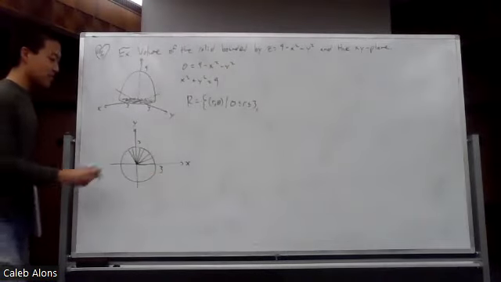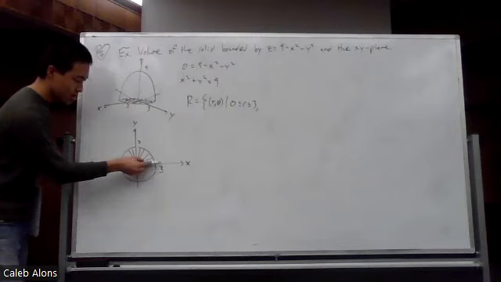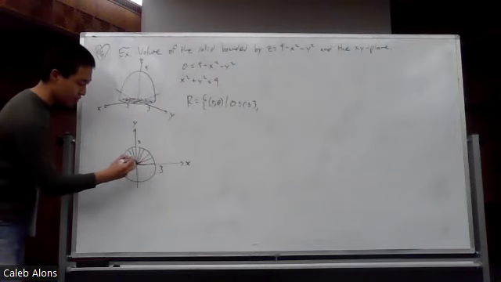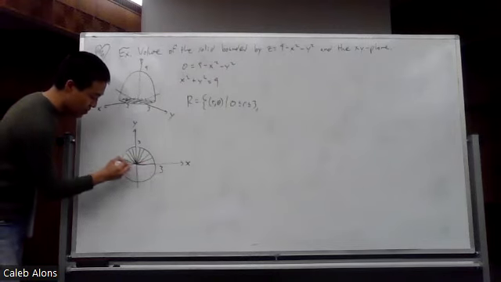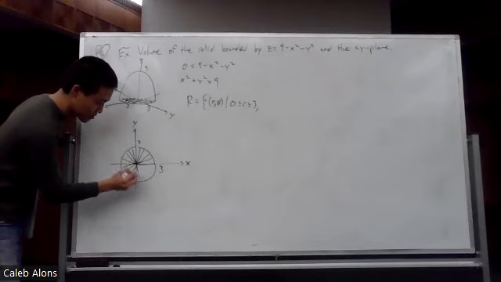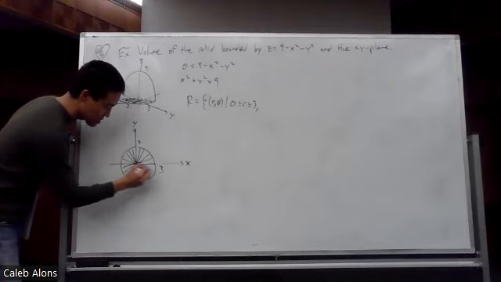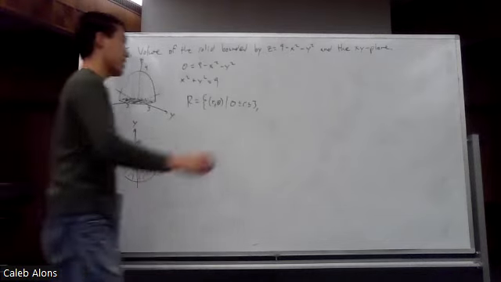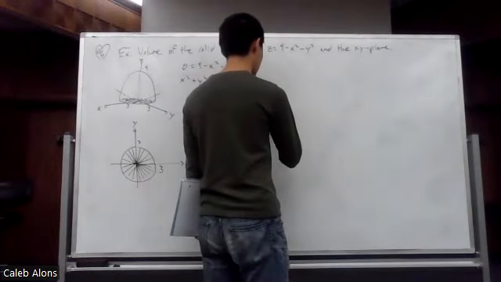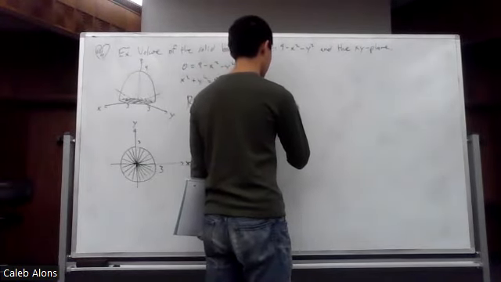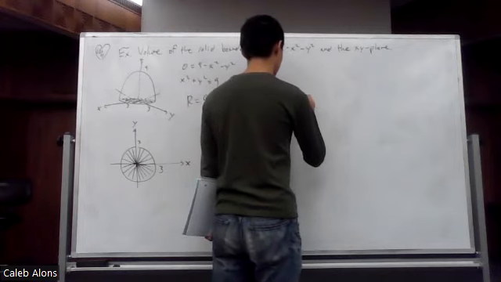Okay, and then now we started sweeping out at 0, and then we are sweeping all the way around. What is my theta? Yes, the entire pie. So 0 less than or equal to theta less than or equal to 2 pi.